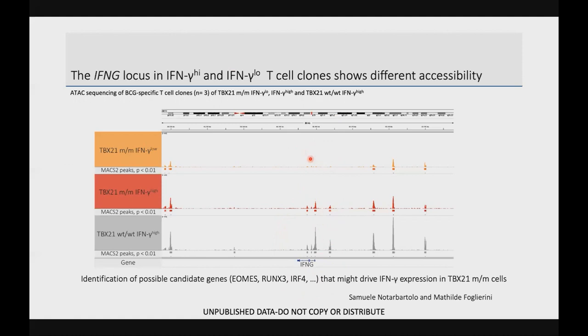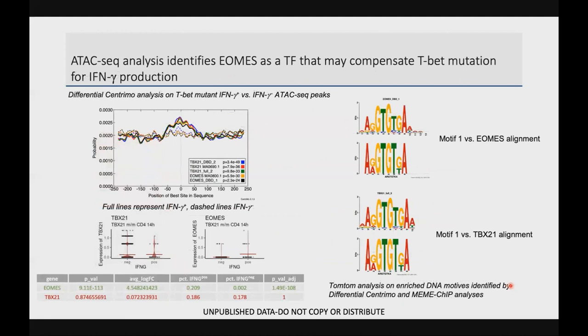And this analysis is really helping us define possible candidate genes which can drive interferon gamma expression in TBET deficiency. But already the analysis of the sequence motifs in accessible regions points to a role of EOMES as a likely candidate.